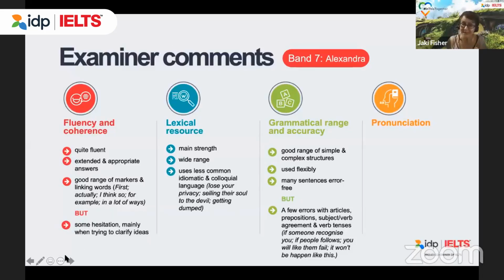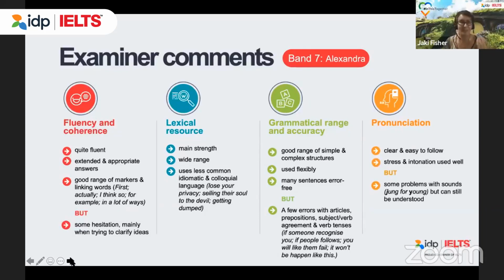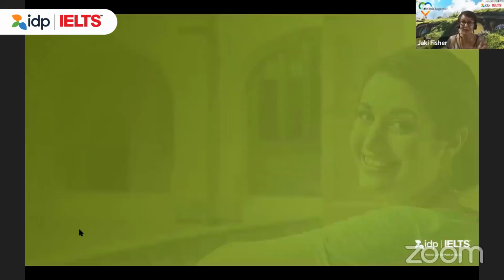And then her pronunciation, was she very fast when she spoke? She wasn't, right? She spoke in a nice steady pace, and she had good stress. She stressed the important words. She had some sounds that were not correct, like jung instead of yang, but we could still understand her. She was quite clear. So she is a 7, which is good in IELTS.